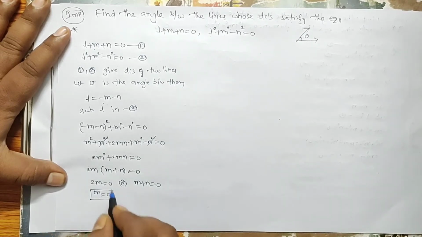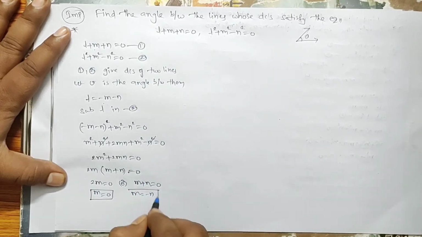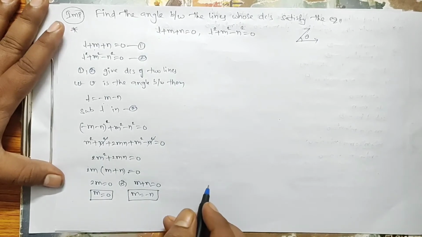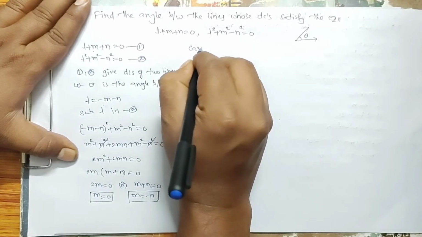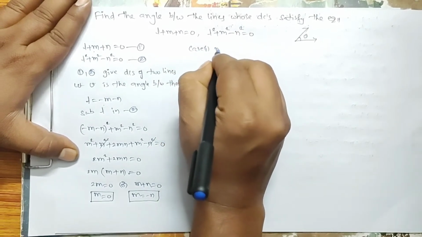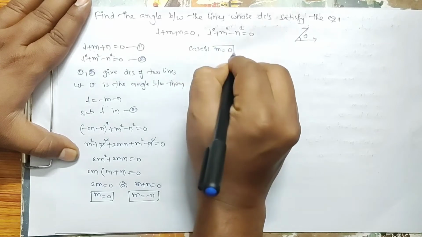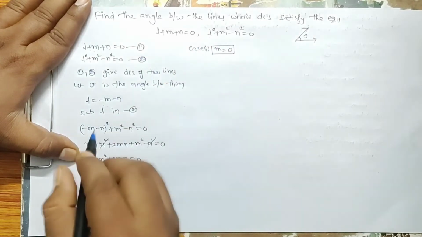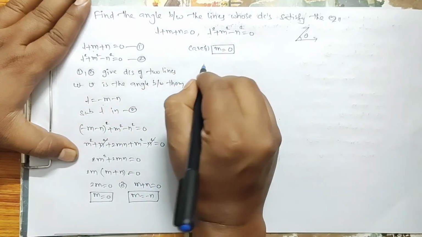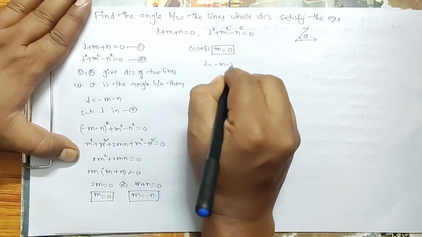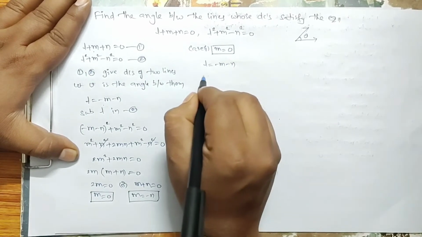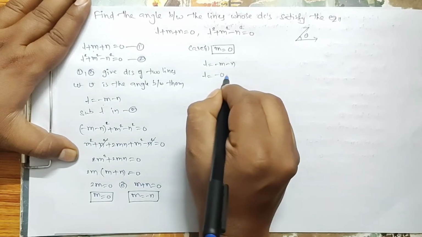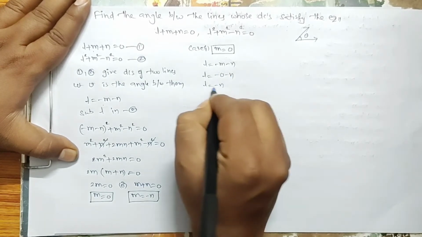In this case we get the DCs of one line. Here M is equal to minus N, this is case 2, and then we get the DCs of the other line. First of all, take case 1: M is equal to 0. From equation 1 we got L is equal to minus M minus N. Now take M as 0, then L is equal to minus 0 minus N, or L is equal to minus N.